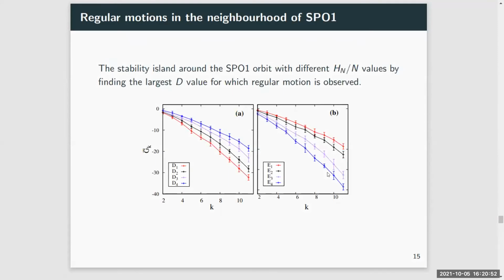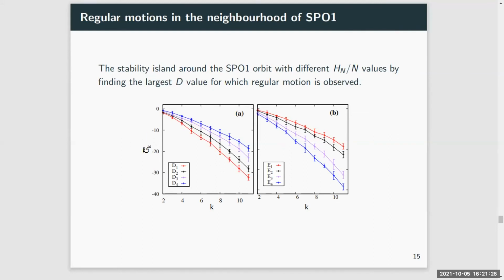Okay, so now we can see the values of this estimated GALI as a function of k for regular orbits in the neighborhood of stable SPO1, for increasing D in this case and for increasing energy per particle here. If we look at the one on the left, note that the values of GALIs for regular orbits grow with increasing distance D, D1 being the red one and D4 the blue one.